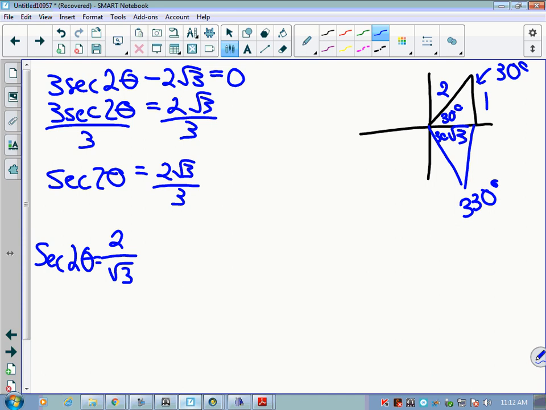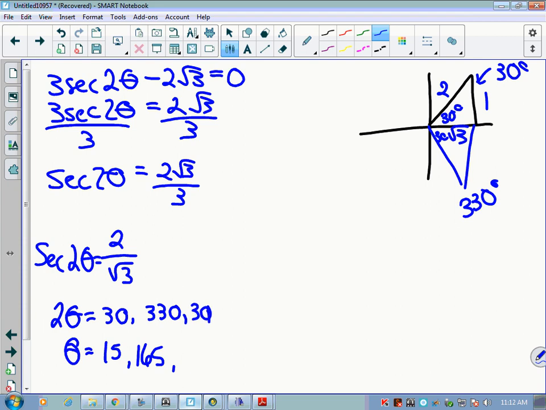And trying to figure out if there's a positive or negative involved in this. So we'll at least figure this much of it out. So 2 theta is going to be 30 and 330, right? So theta is going to be 15, right? And what else? 165. Okay, so it looks like we have the potential to go around again, which is going to be 390. What's 390 divided by 2? Okay, 195. Okay, we're still quite a little ways out from this.